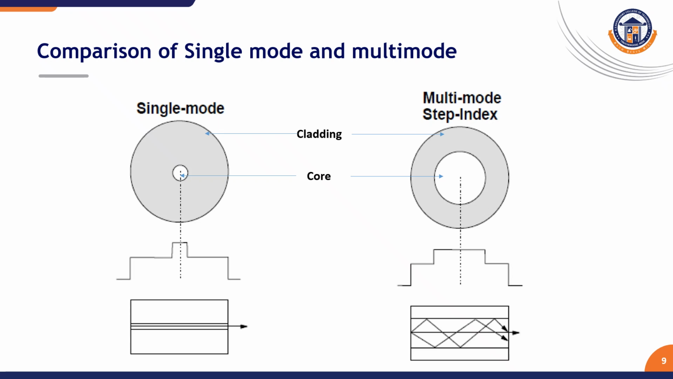The diagram explains the comparison of single mode and multimode fiber. In single mode fiber, the core diameter is small and the cladding is very large. In multimode fiber, the core diameter is large and the cladding is very small. In single mode fiber, only one signal is propagated from one place to another, but in the case of multi-mode step index fiber, many signals are propagated at a time.